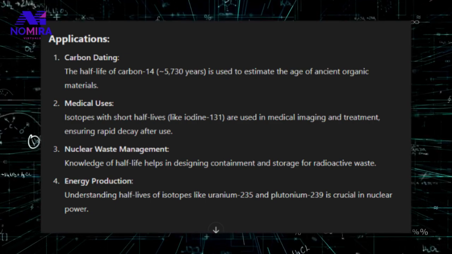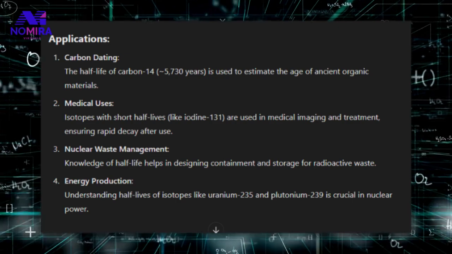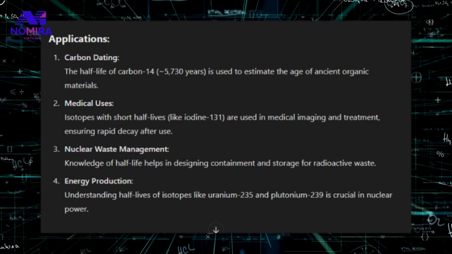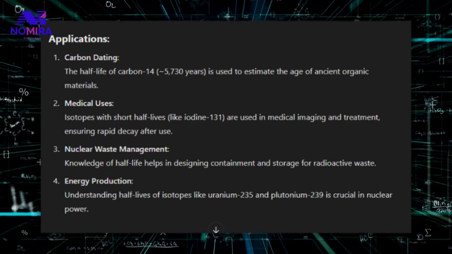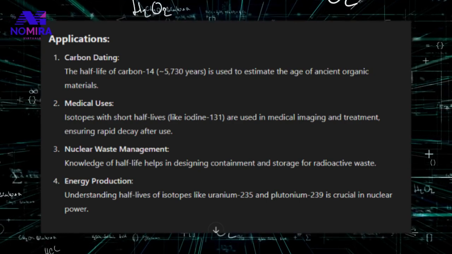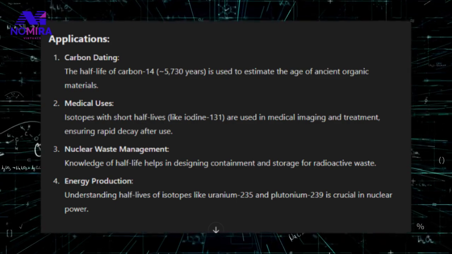Living organisms constantly absorb carbon-14 from the atmosphere. But once they die, that intake stops, and the carbon-14 begins to decay at a predictable rate. So by measuring the amount of carbon-14 left in a sample, we can work backwards to figure out how long ago it was part of a living organism. That's right. It's like a radioactive clock frozen in time.